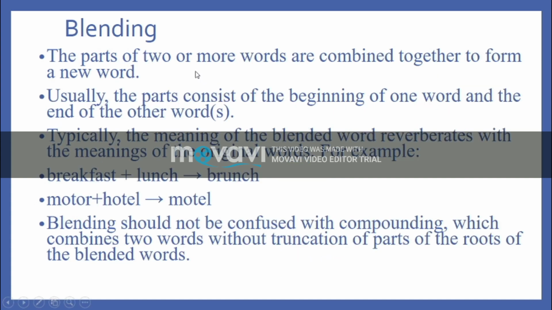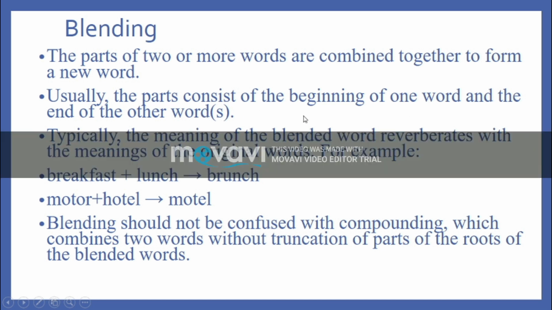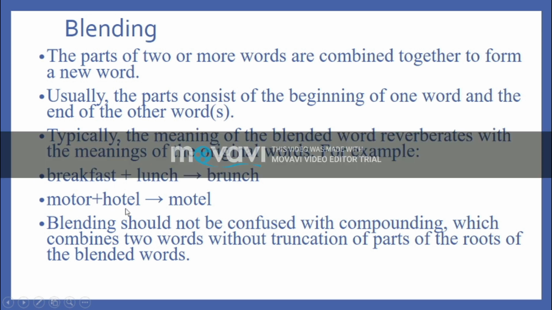Blending. Another important way of word formation is blending. The parts of two or more words are combined together to form a new word. Usually, the parts consist of the beginning of one word and the end of the other word or words. Typically, the meaning of the blended word reverberates, means resembles, with the meanings of the original words. For example, breakfast plus lunch, and you have a new word, brunch. Motel refers to motor and hotel.